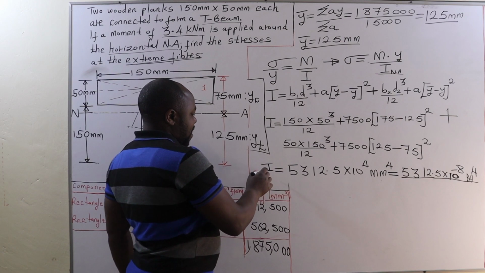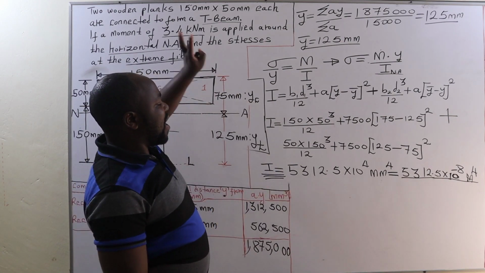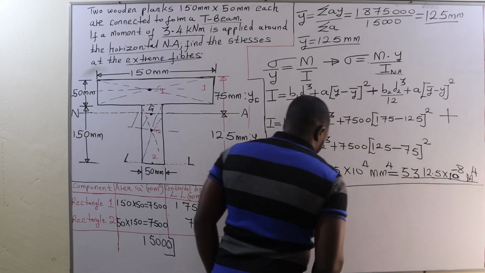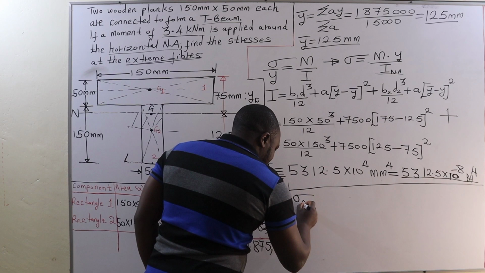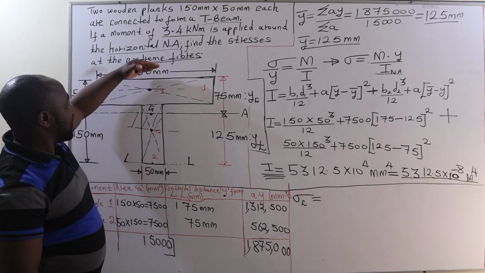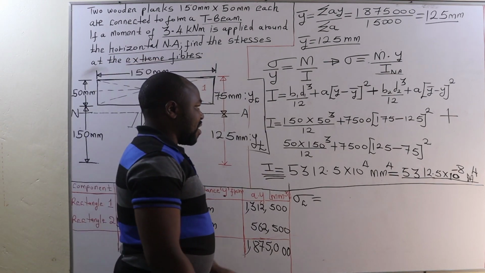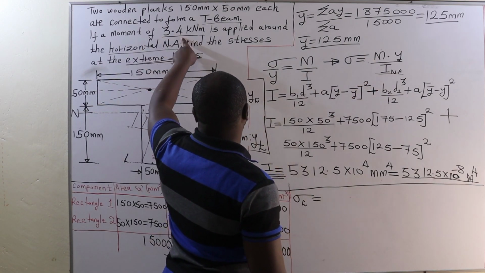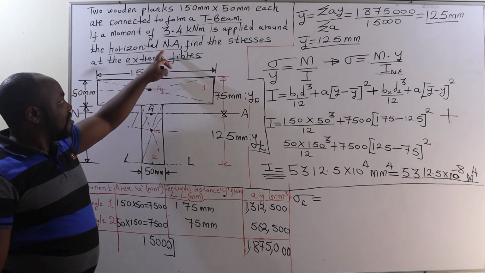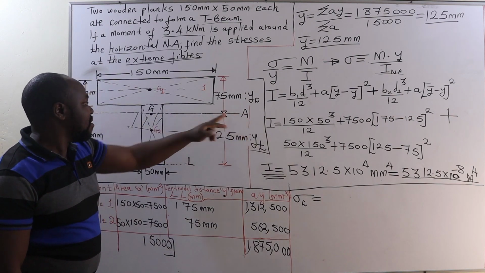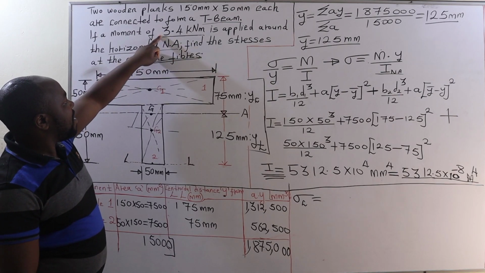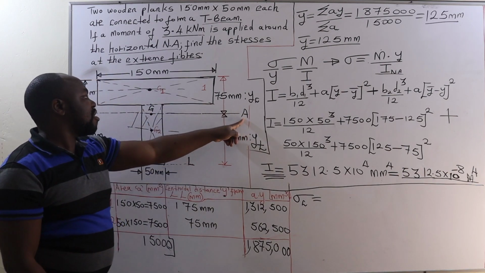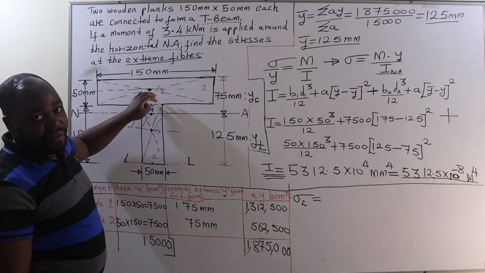Now, finally, we have the moment of inertia. Therefore, we calculate the stresses at the extreme fibers, and in this case, we are going to begin with the compressive stress. Remember, the top fiber is subjected to compressive stress. Therefore, compressive stress will be given by the bending moment, that is a moment of 3.4 kilonewton meter applied around the horizontal neutral axis. So, that moment will induce stresses at the extreme fibers of this beam.